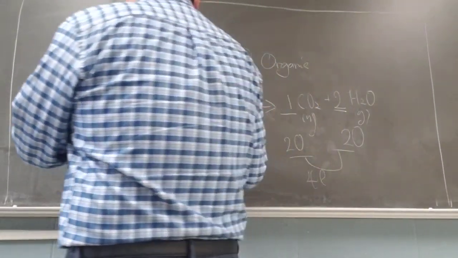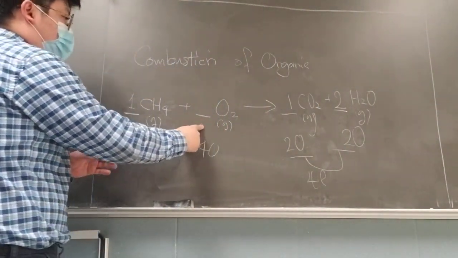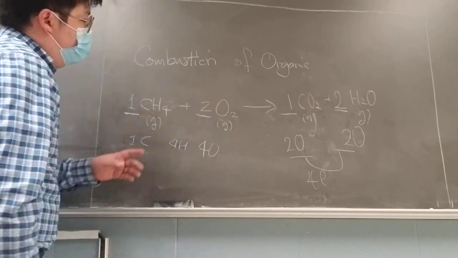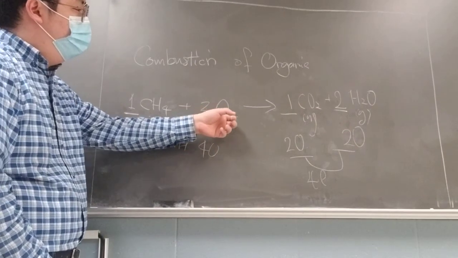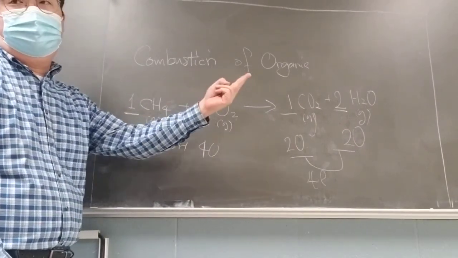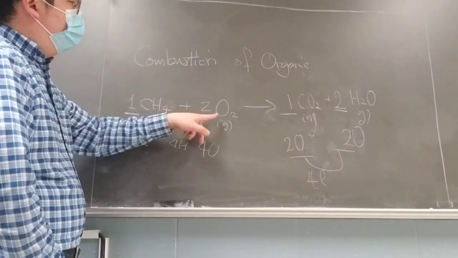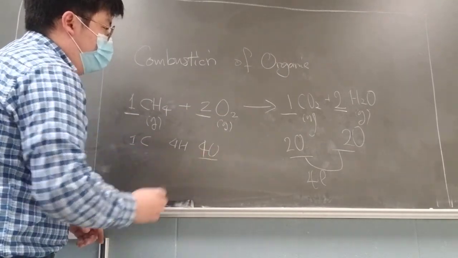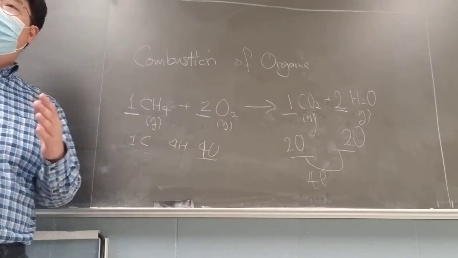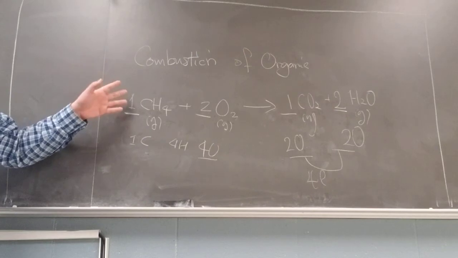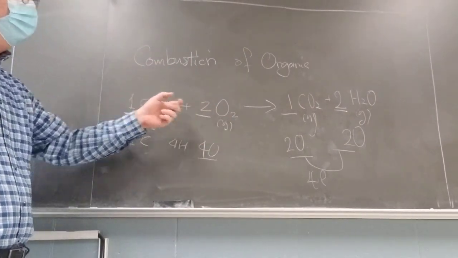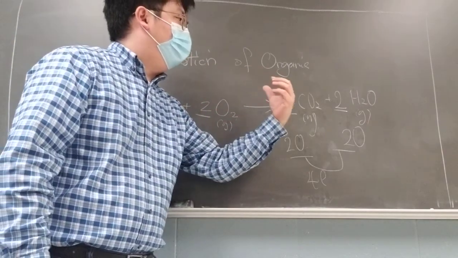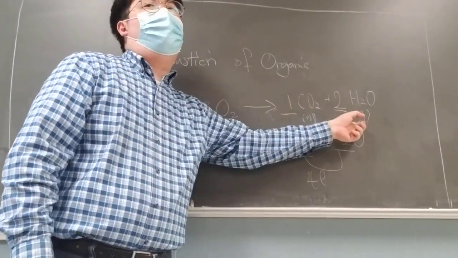To make the same 4 oxygen on this side, you have to put 2, because oxygen is one of the diatomic molecules, meaning 1 molecule carries 2 atoms. So 2 times 2 will also be 4 oxygen here. Then you're done. So now you know how many methane and how many oxygen gas molecules will interact. That is 1 and 2. And then they will make 1 carbon dioxide and 2 water.